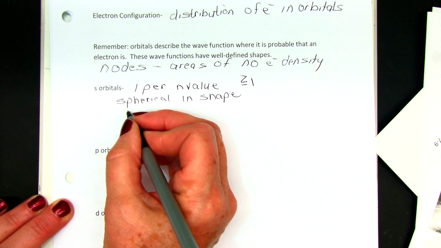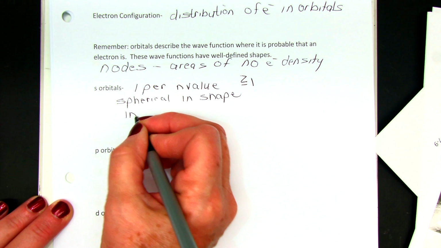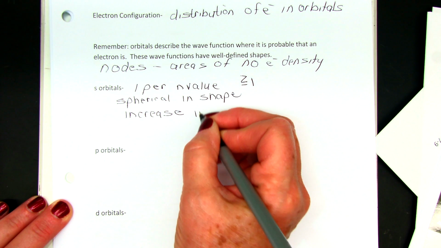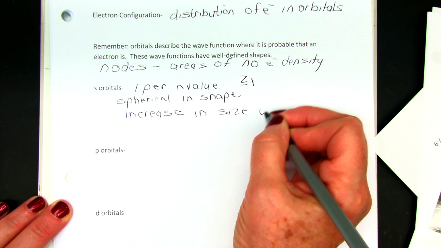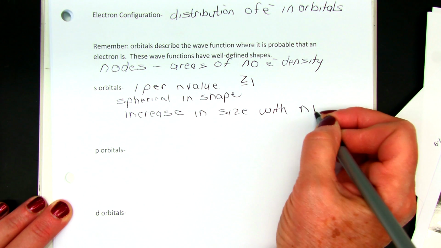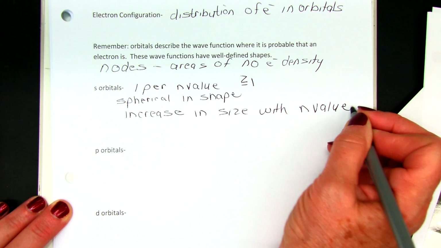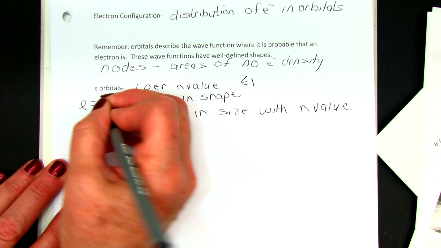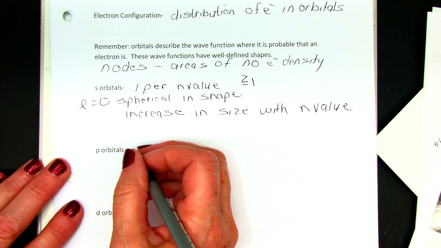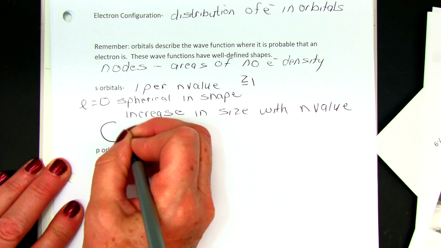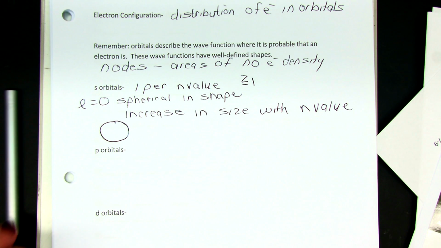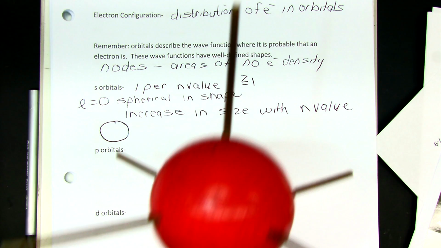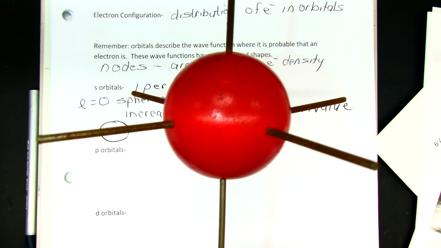and we have increasing size with increasing n value. They increase in size with n value. So a 3s is bigger than a 2s. And this is where L is equal to 0. And when we represent an s orbital, we often just draw it like this. Well, not quite a circle. But this is what an s orbital looks like. So it is a sphere.